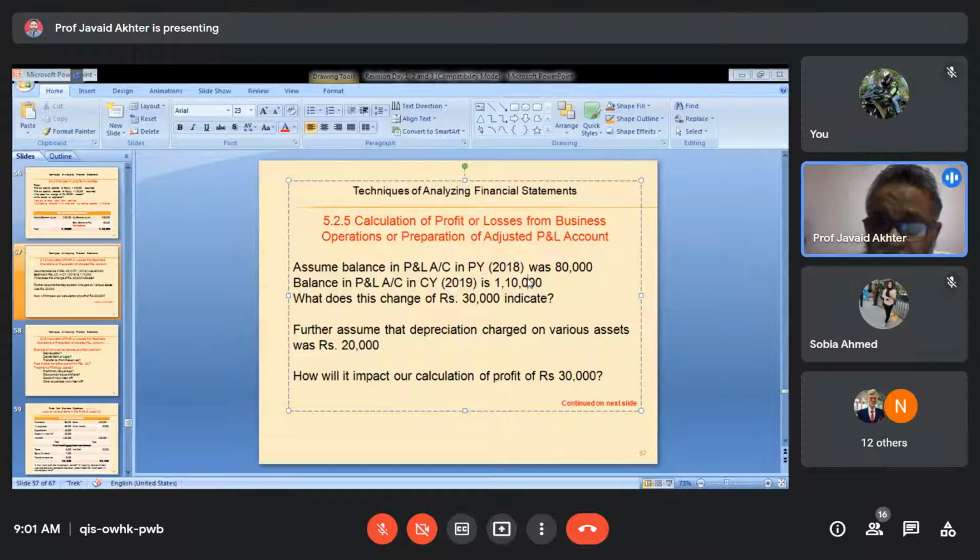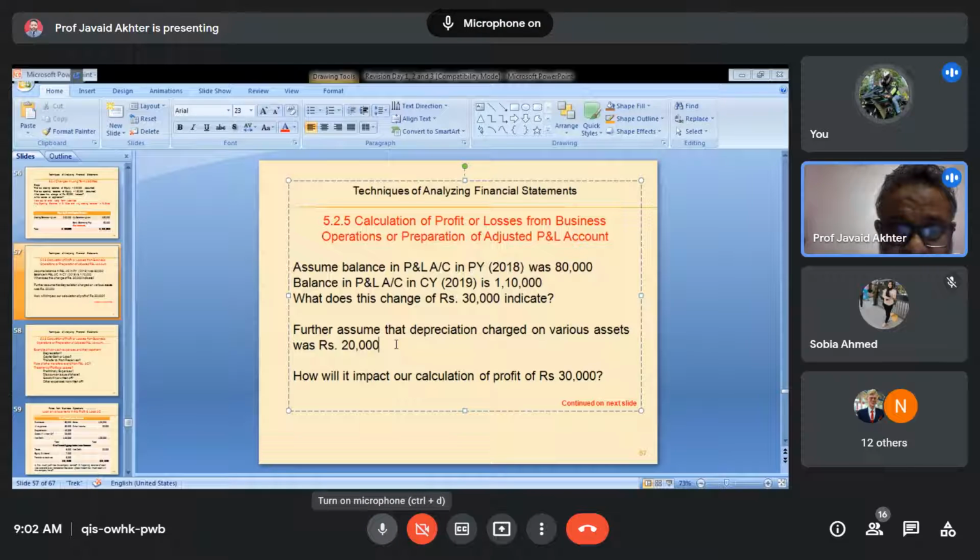If you are satisfied with this, there can be several reasons for this, but one of the common reasons could be, in the absence of any other action, that the company made a profit of 30,000. Therefore, this figure rose from 80 to 110. Now, suppose we have one more piece of information, that the depreciation charged during the year on all assets was 20,000. How will this impact the calculation of profit?